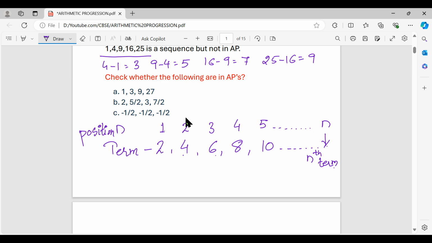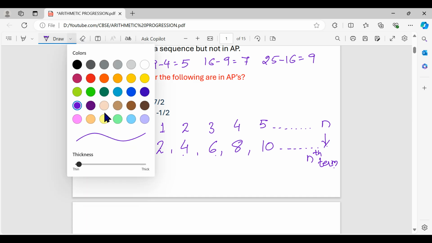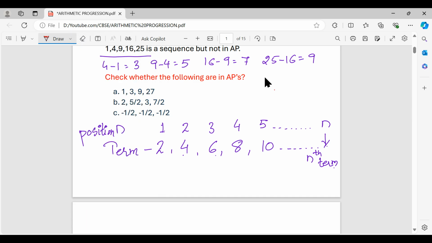What is your first term, second term, third term, and then what is your nth term? Why do we use n here? Okay, now let's see this one. Check whether the following are in APs. So what was the important criteria for a sequence to be in AP? That there should be a common difference.